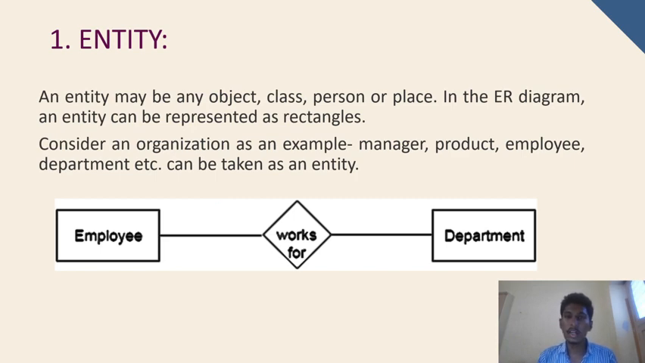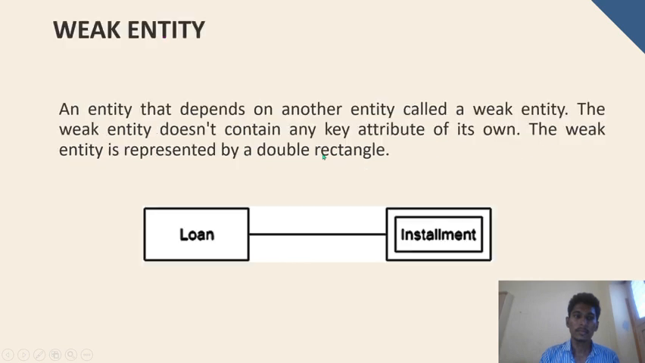So consider this example. This is a simple diagram showing a relationship between two entities. Here, employee is an entity, and department is also an entity, and these are connected with the relation called works for. We will discuss these relations in the next slides.